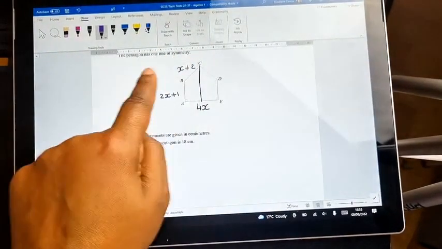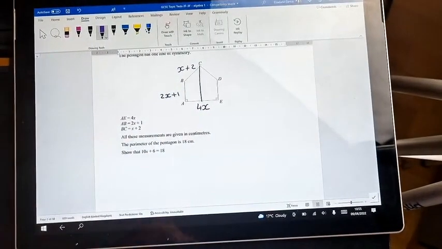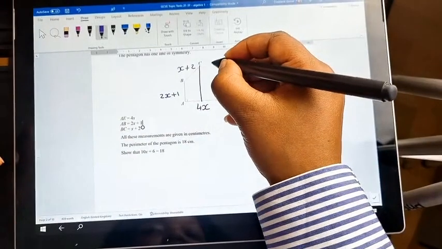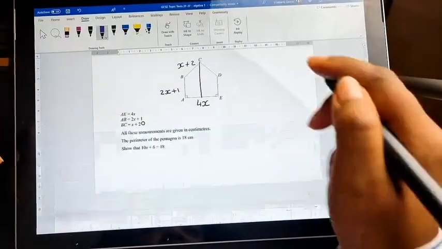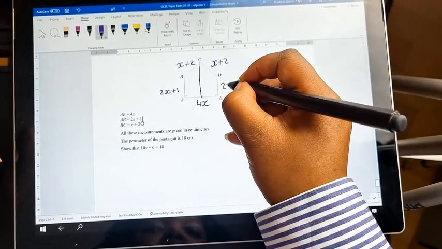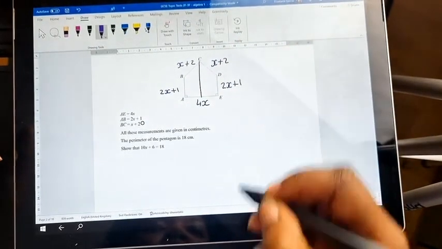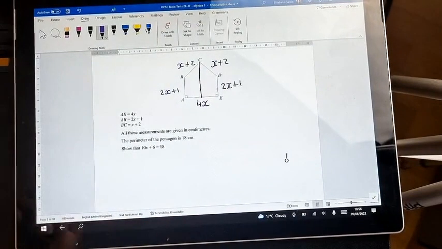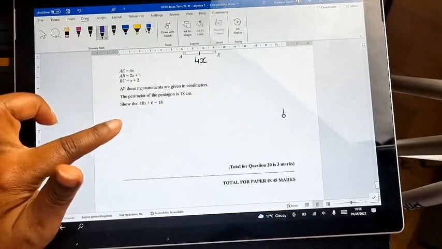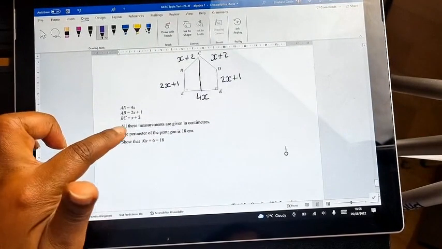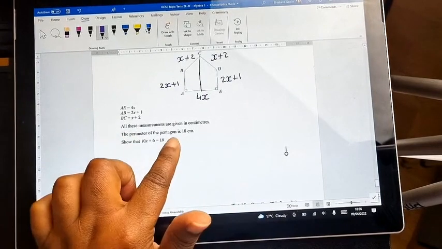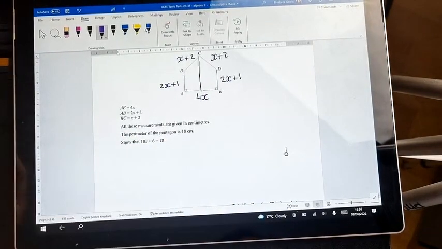We know those sides, both of them are the same, so we can duplicate both of them. So we know this will be the same as x plus 2, and this one is 2x plus 1. Okay, I'm happy with that first part. Now we're going to read the rest of the question. All these measurements are given in centimeters. The perimeter of the pentagon is 18 centimeters.